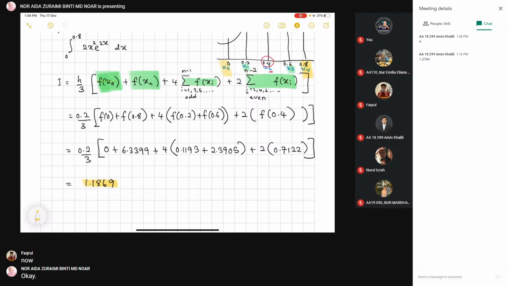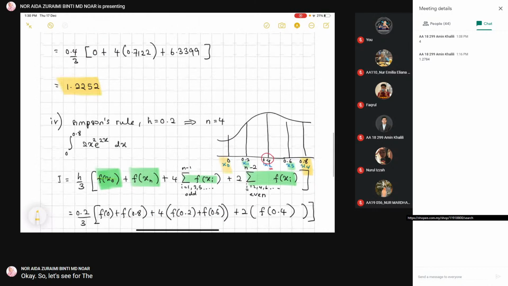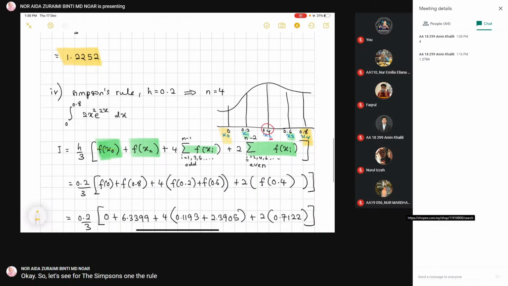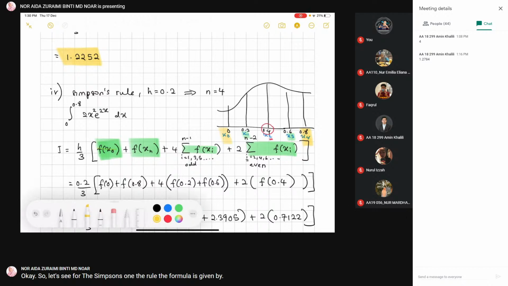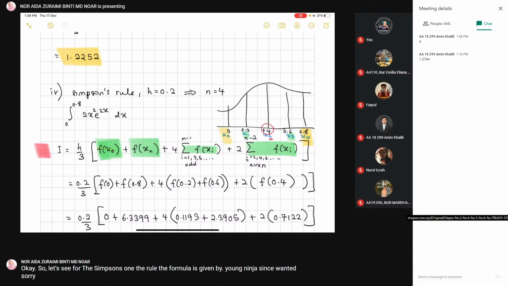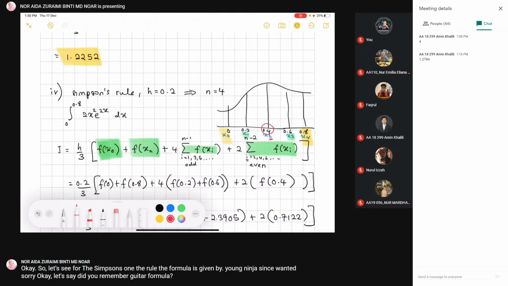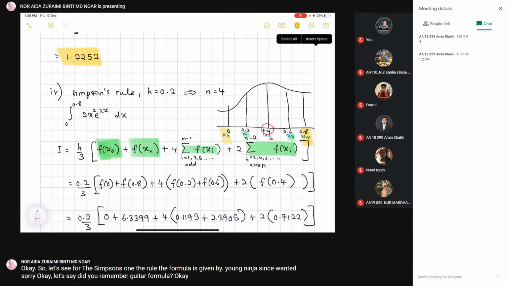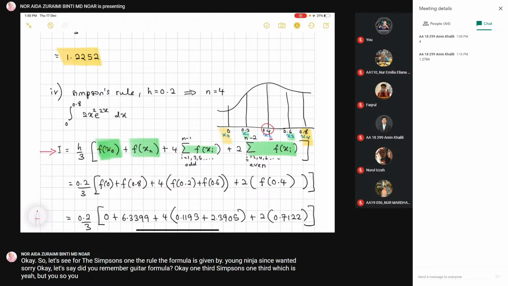Okay. So, let's say for the Simpson's rule, the formula is given by yang ni je. Dia cuma bagi satu formula je. Untuk Simpson's rule, dia bagi you yang ni. So, you can use for single, you can use for composite. Composite tak ada masalah lah. You dah pakai tadi kan.